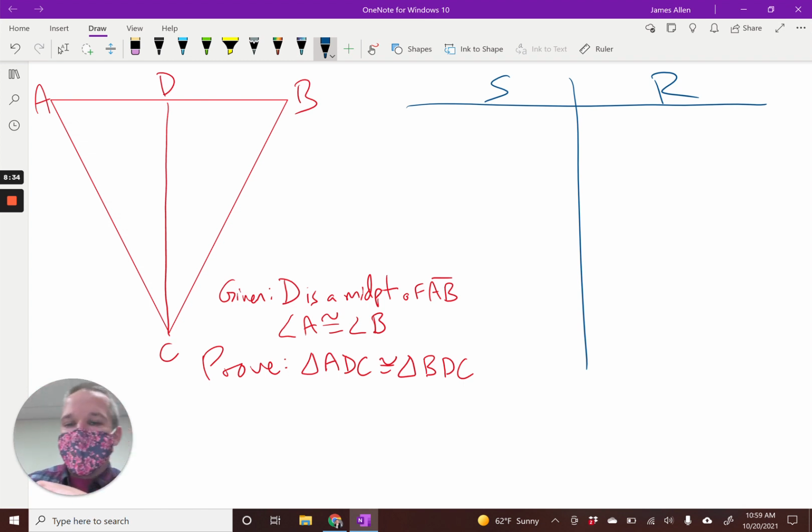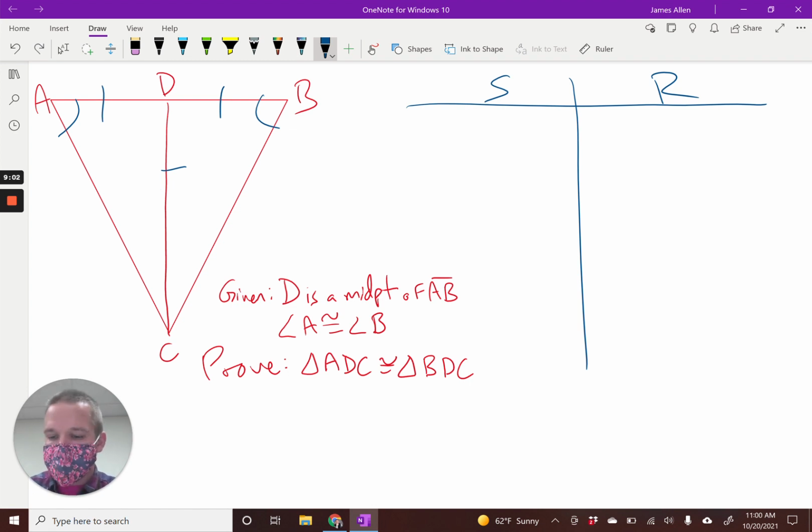All right. I have D as the midpoint. That gives me two congruent segments, right? Of AB. And then I have angle A is congruent to angle B. Okay, I got two sides, two angles. That's awesome. It's a good start. I need only one more piece of information right now to get my two triangles congruent. Now, some of you may be like, oh, reflexive property. But that is angle, side, side, because the angle is not between the two sides. And we cannot prove two triangles congruent by angle, side, side.